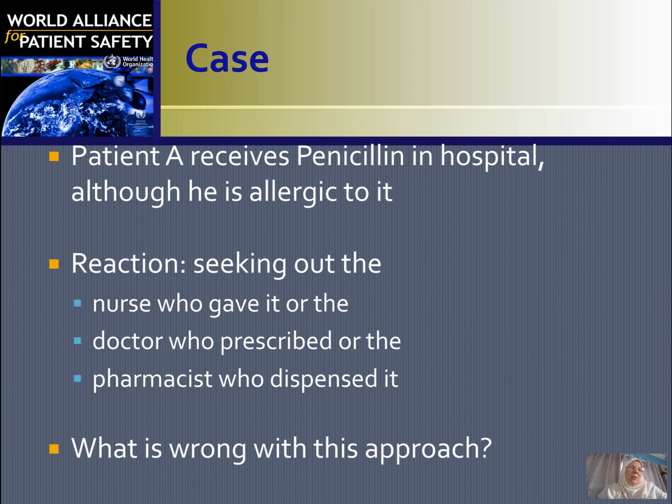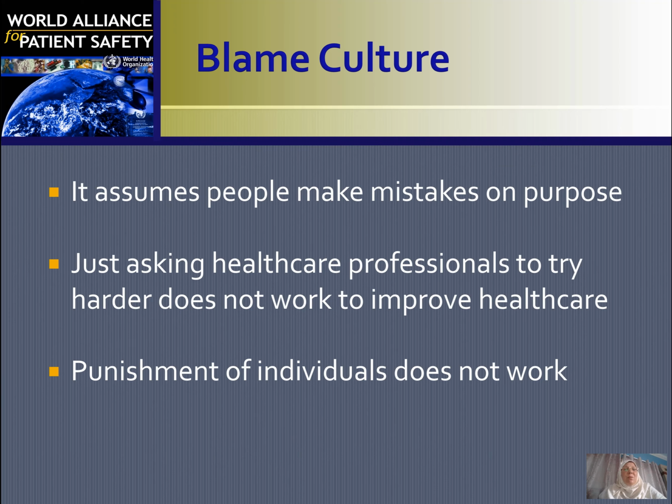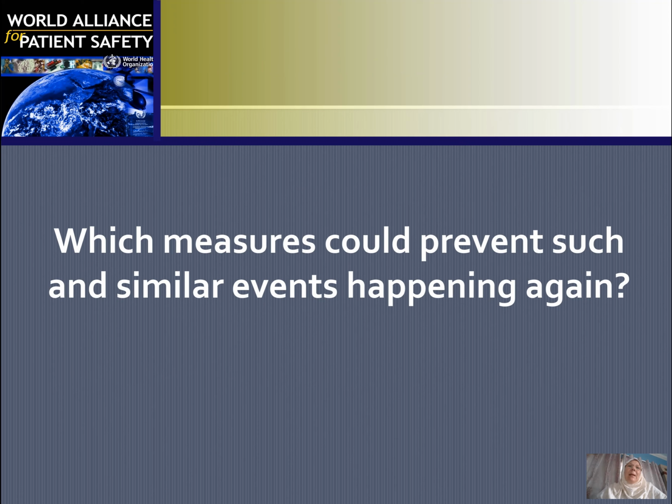So you can say, it's the nurse's fault because they should have known this patient was allergic, or it's the doctor's fault because they have prescribed it, or it's the pharmacist's fault because they didn't check it. What is wrong with this approach? It assumes that people make mistakes on purpose. So just asking healthcare professionals to try harder does not work to improve healthcare. And punishment of individuals also does not work to improve healthcare. But we have to look for other ways of improving. So think about some measures that could have prevented similar events from happening again.